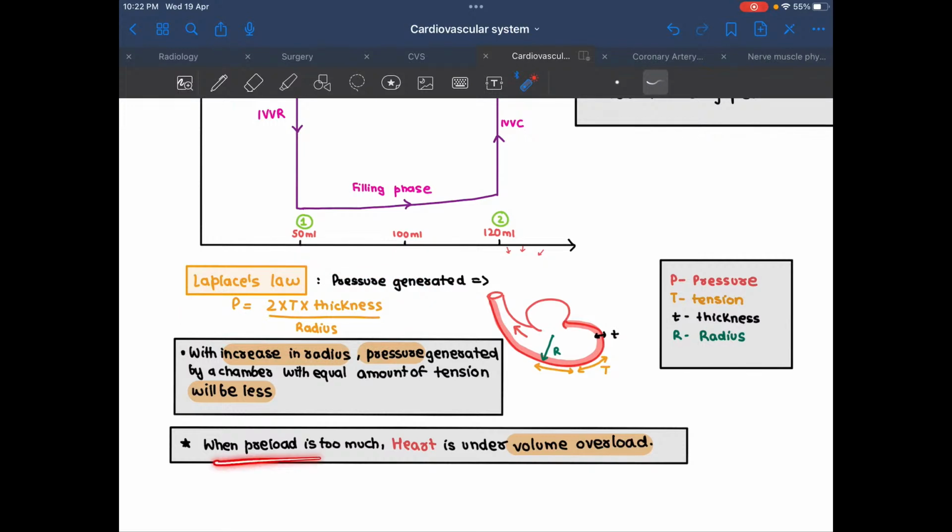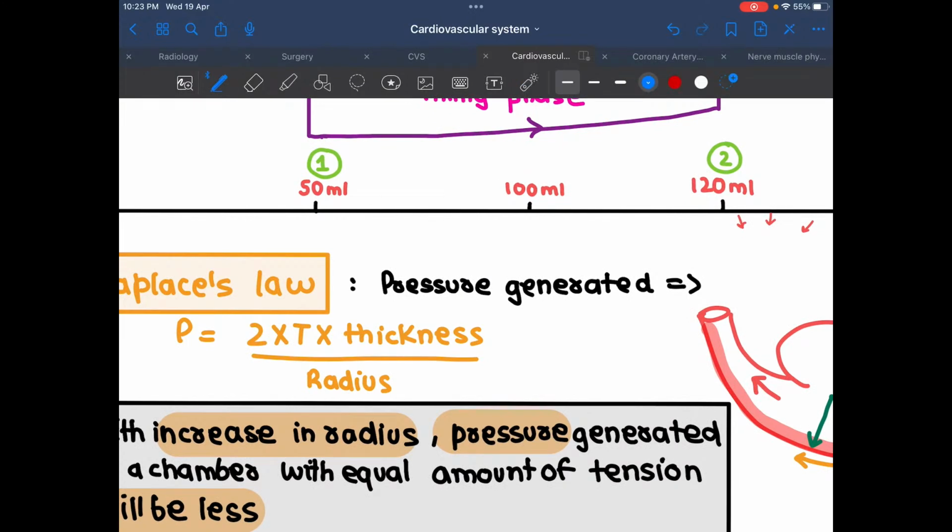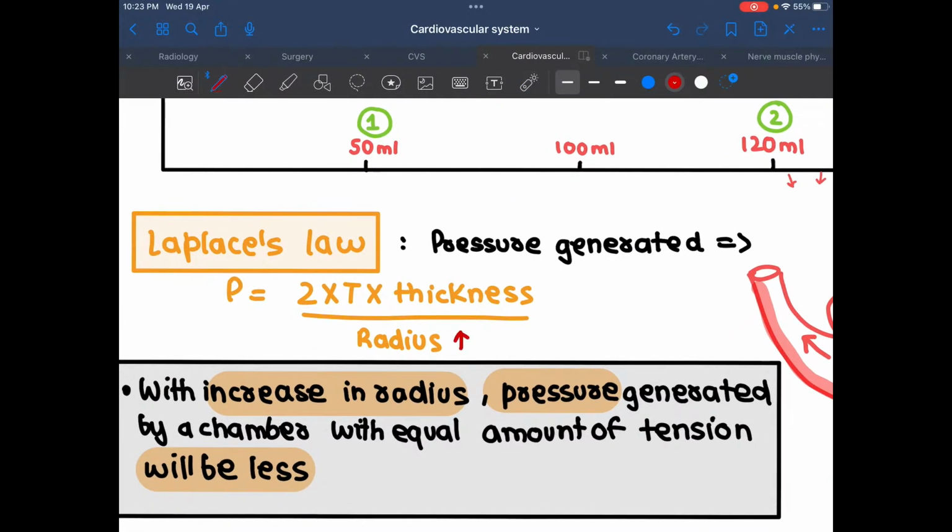Okay? So whenever the preload is too much, the heart is under volume overload. In that case it undergoes volume overload hypertrophy to counteract the effects of your Laplace law. And how does it do that? What am I saying over here? What am I proposing? Whenever I have an increase in the radius, if I'm saying the tension is normal, then I'm going to see a decrease in the pressure.